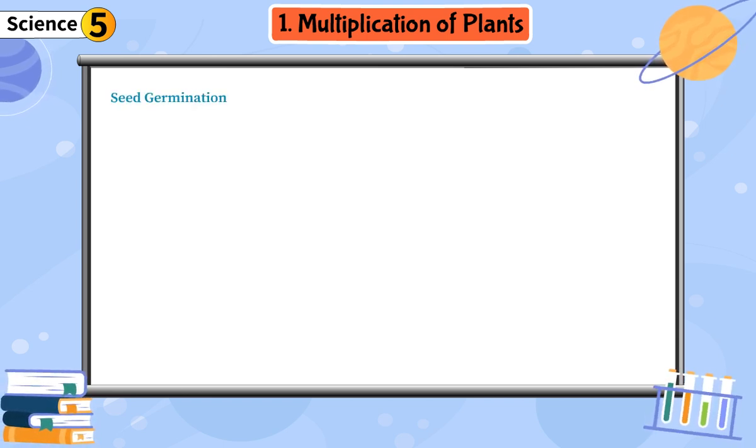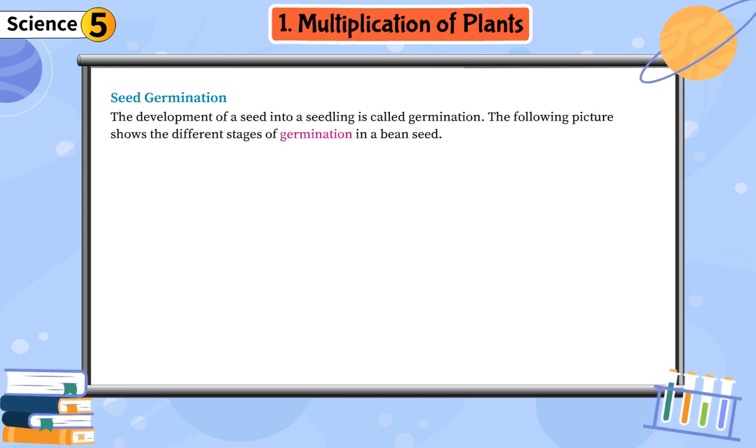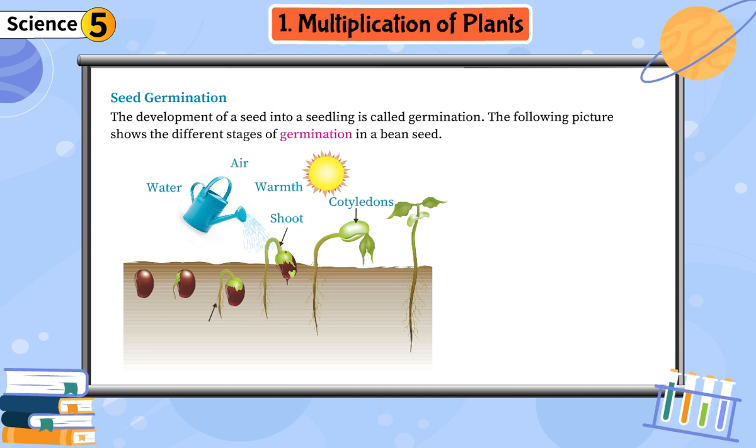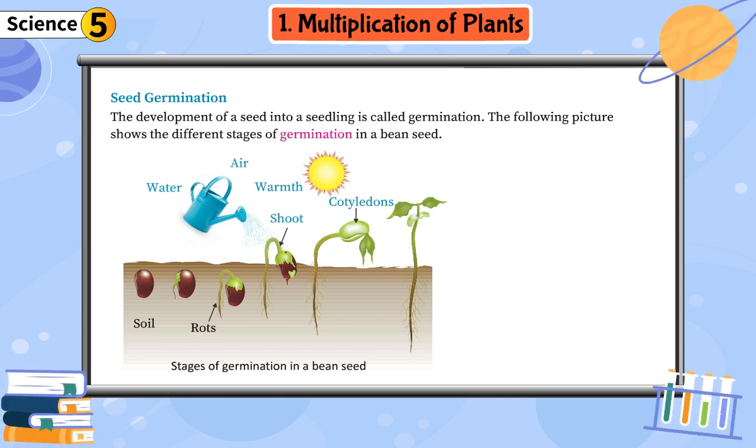Seed germination. The development of a seed into a seedling is called germination. The following picture shows the different stages of germination in a bean seed. Water, air, warmth, shoot, cotyledons, soil, roots.